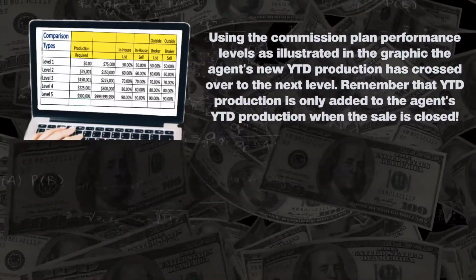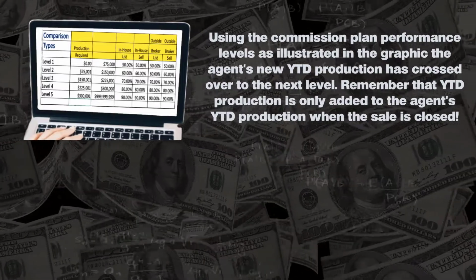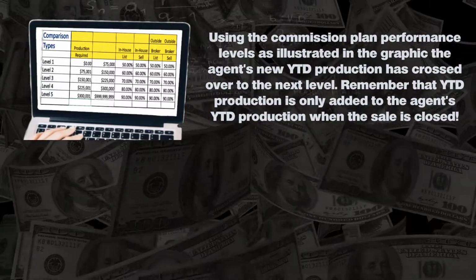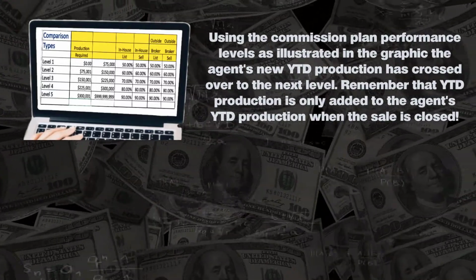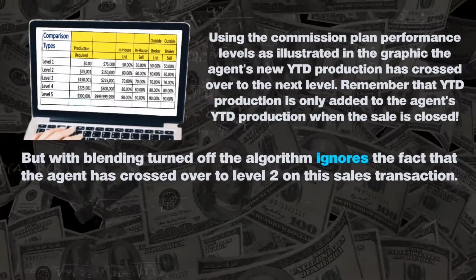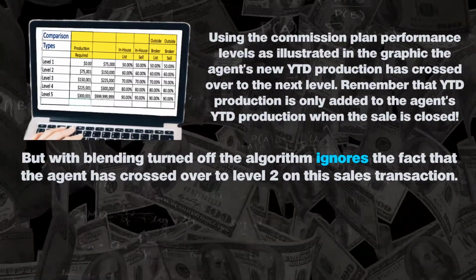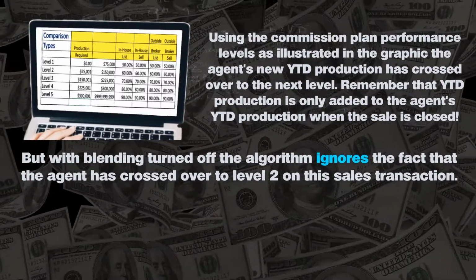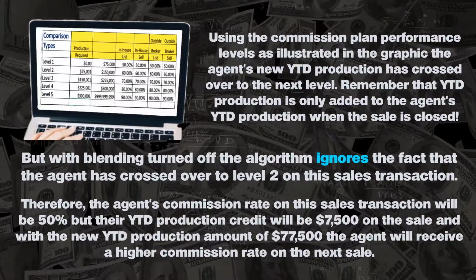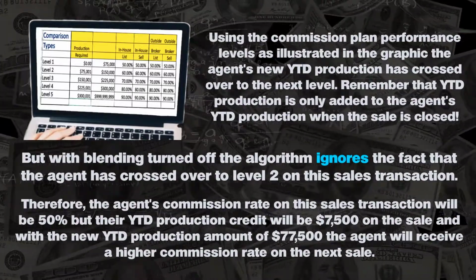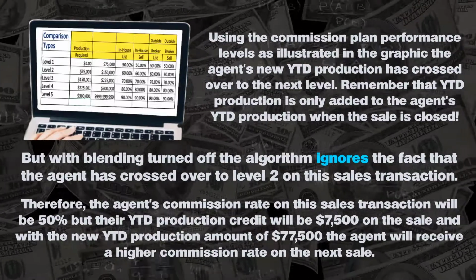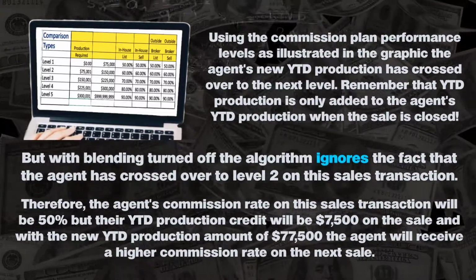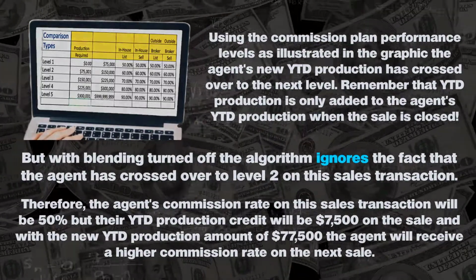Using the commission plan performance levels as illustrated in the graphic, the agent's new year-to-date production has crossed over to the next level. Remember that the production is only added to the agent's year-to-date production when the sale is closed. But with the blending turned off, the algorithm ignores the fact that the agent has crossed over to Level 2 on this sales transaction. Therefore, the agent's commission rate on this sales transaction will be 50%, but their year-to-date production credit will be $7,500 of the sale, and with the new year-to-date production credit of $77,500, the agent will receive a higher commission rate on the next sale.